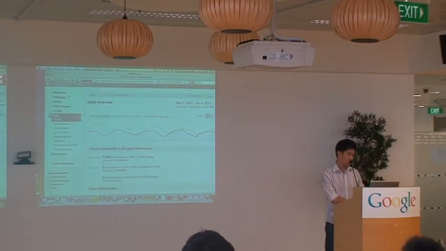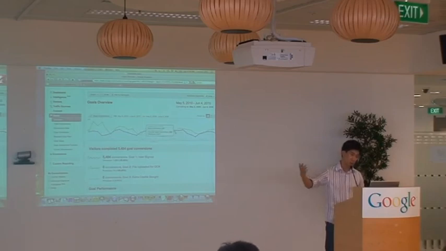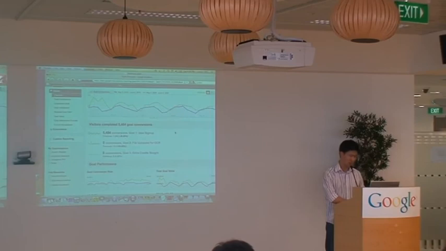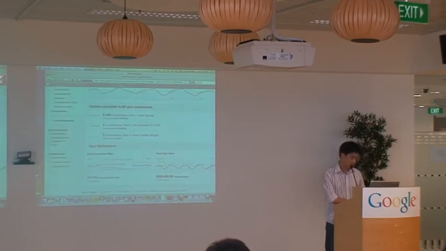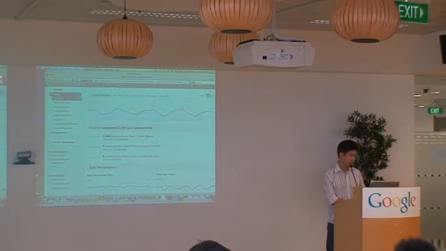So for this website, the goal is for users to sign up. And last month they had 5,484 users that signed up. So that's pretty good. And it shows you what the conversions are like. You understand that throughout the week it goes up and down depending on the web traffic. And this is the conversion rate. Depending on how many people go to your website, 19% of people convert. So that's the effectiveness of your website.